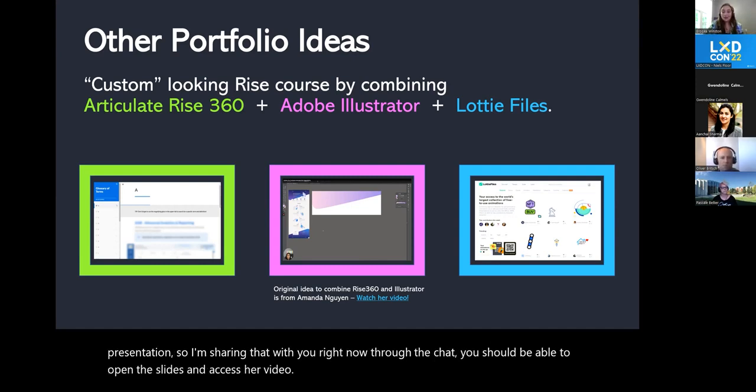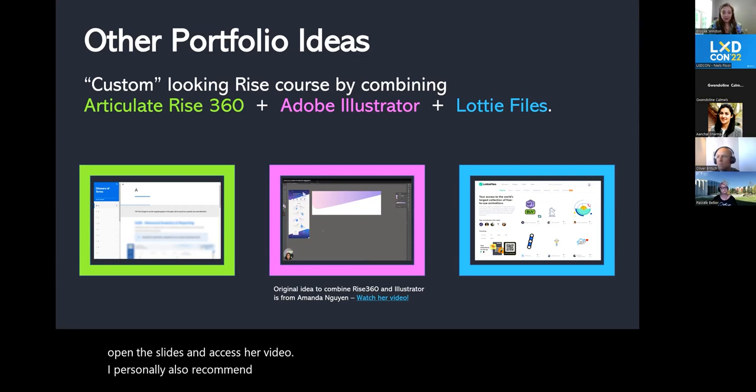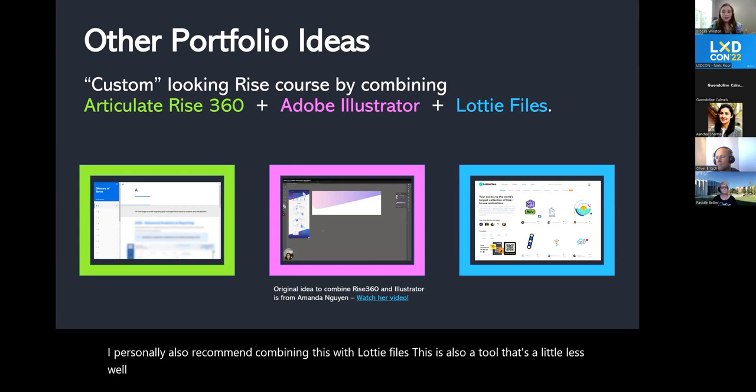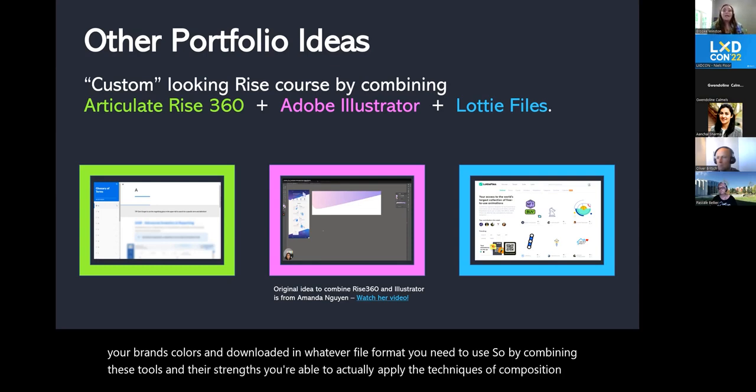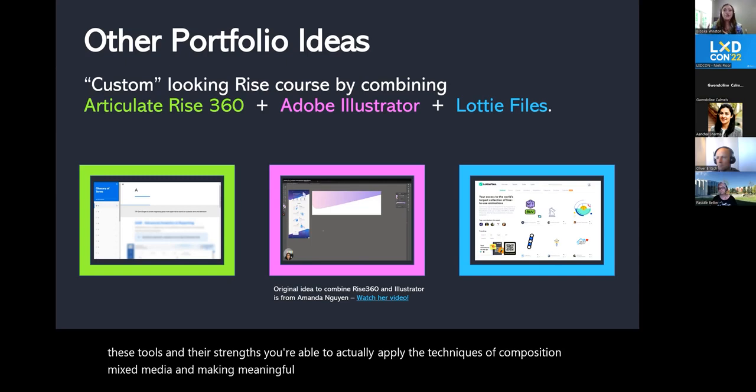Now, I personally also recommend combining this with Lottie files. This is also a tool that's a little less well known, but it's a community-based library of animated graphics that can be edited to match your brand's colors and downloaded in whatever file format you need to use. So by combining these tools and their strengths, you're able to actually apply the techniques of composition, mixed media, and making meaningful decisions to create a new learning experience that didn't otherwise exist. Again, that is art.